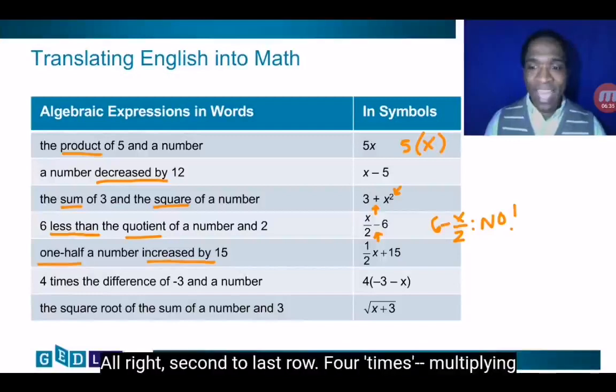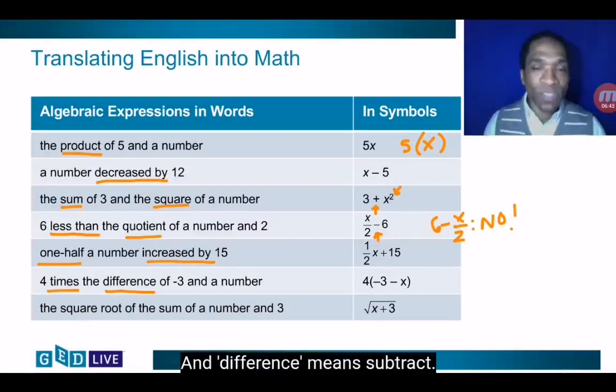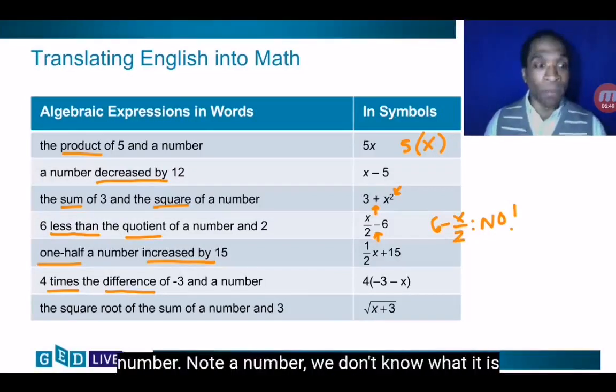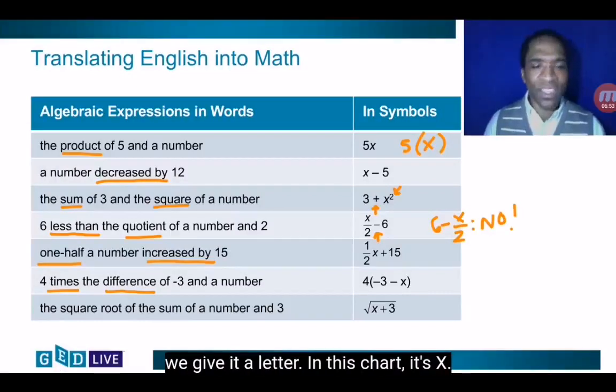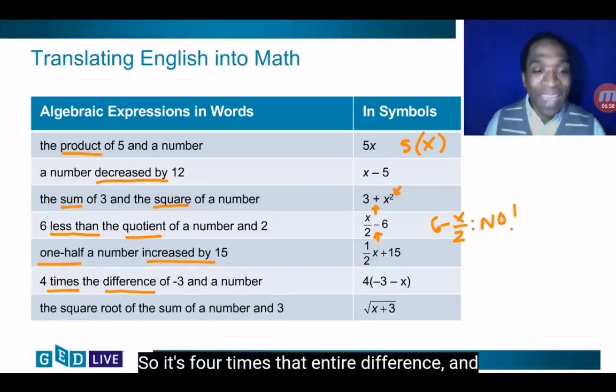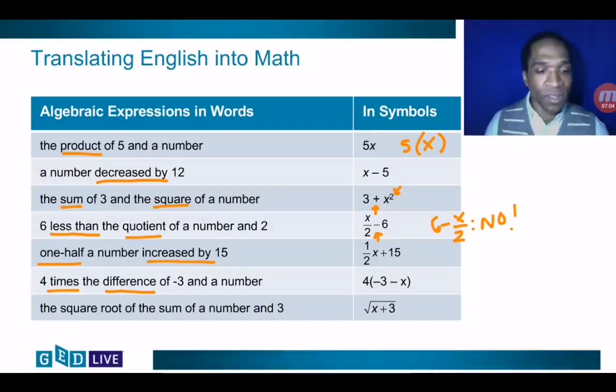All right, second to last row, 4 times multiplying, but we're multiplying 4 by a difference. And difference means subtract. And it's the difference of -3 and a number. Note, a number, we don't know what it is, we give it a letter. In this chart, it's x. So it's 4 times that entire difference, and that's why here we have parentheses that house the difference.